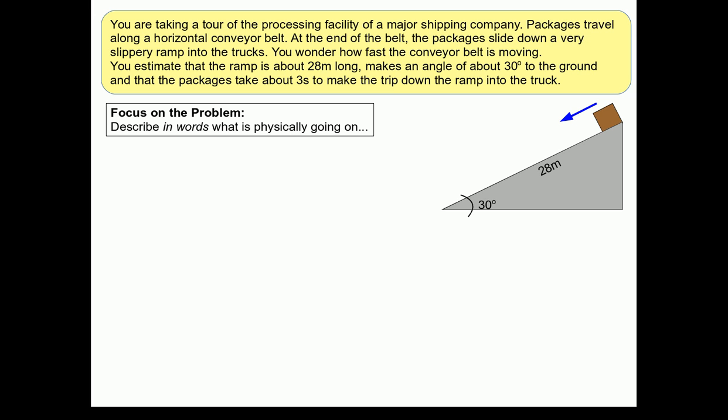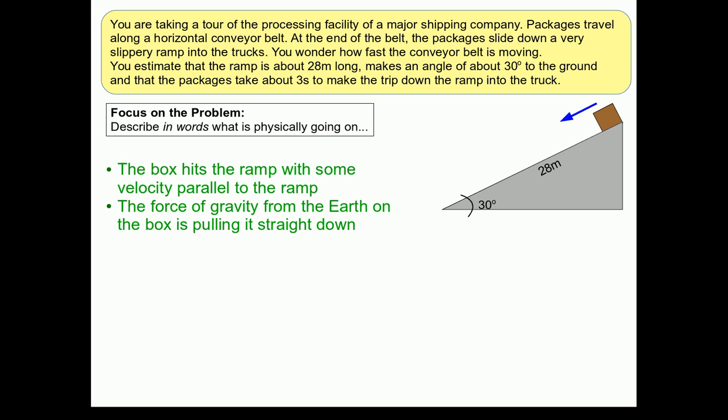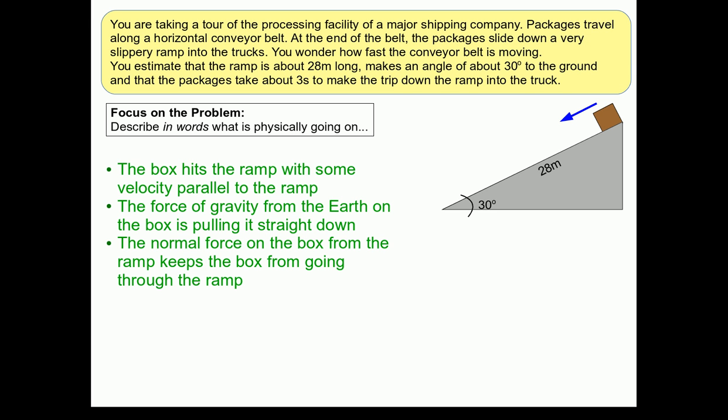Now let's move on and begin describing in words what's physically going on in this problem. We know that the box hits the ramp with some initial velocity, which is parallel to the ramp in this case, and that the force of gravity from the Earth is pulling on the box straight down towards the center of the Earth. As a consequence, there must be some normal force on the box from the ramp, which keeps the box from just falling straight through the ramp.